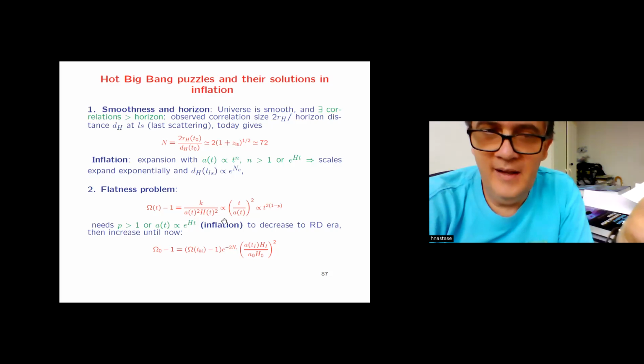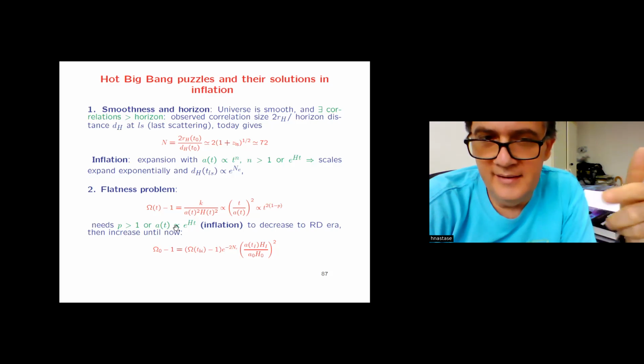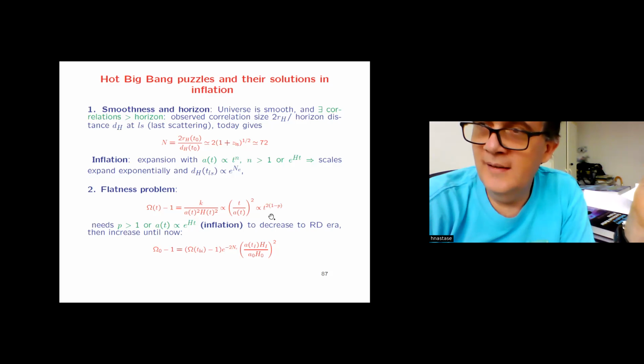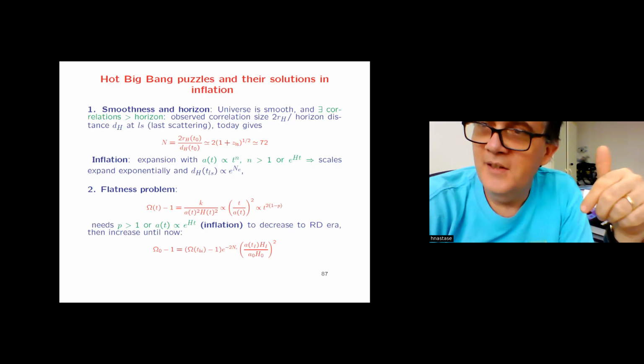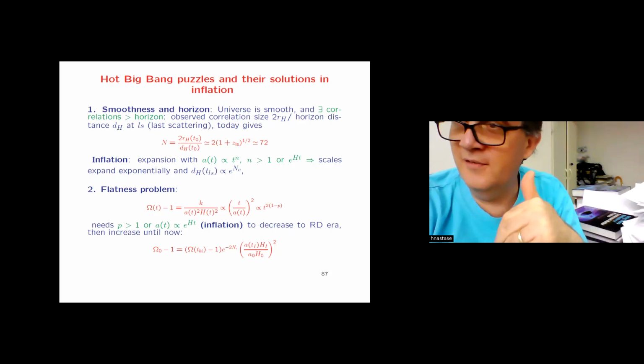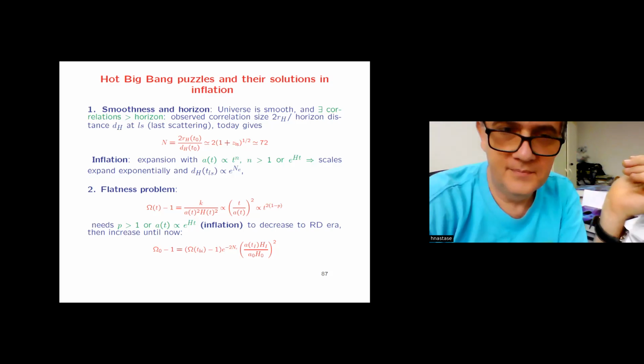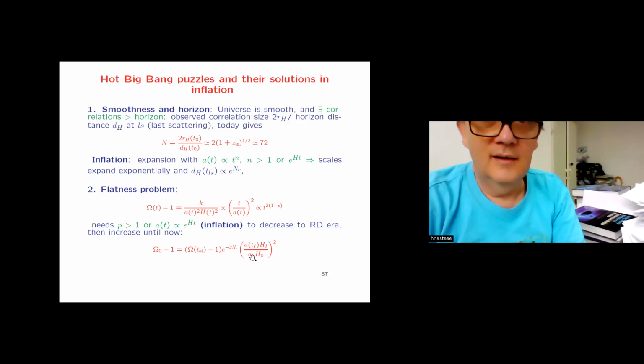And the explanation of inflation is rather simple, because it has either p greater than 1 or exponential, which means that omega minus 1 decreases during inflation. So omega minus 1 decreases a lot during inflation and then starts to increase again during normal cosmology.